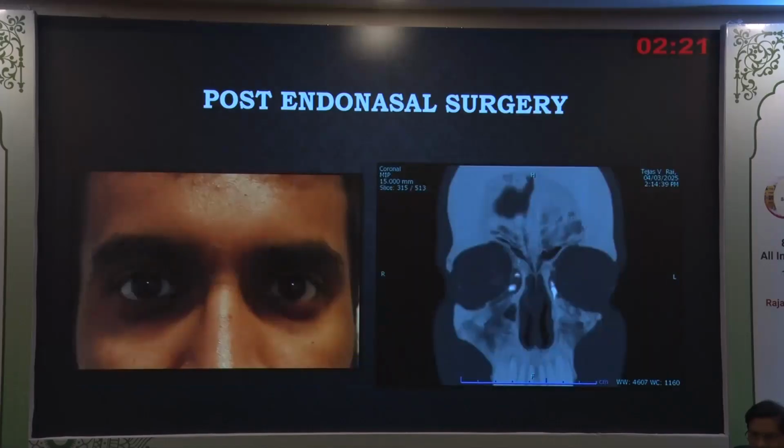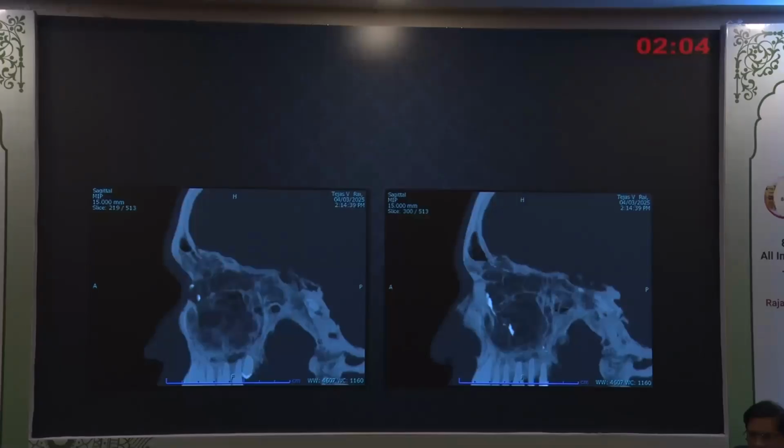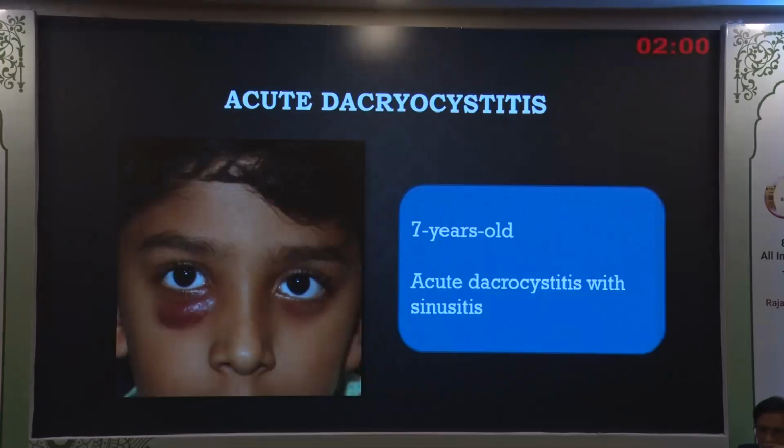This is another case, post septoplasty and bilateral inferior turbinate reduction. You can see that on the right side there is obstruction in the sac area, and the contrast is not going through the NLD, but on the left side it is going, and the patient had epiphora only in the right eye. The sagittal sections show that it is not going beyond the sac.